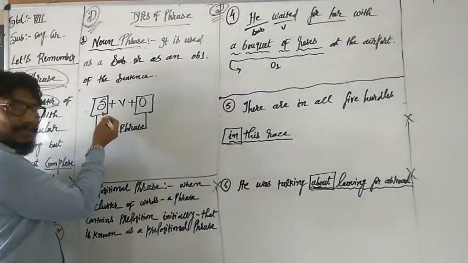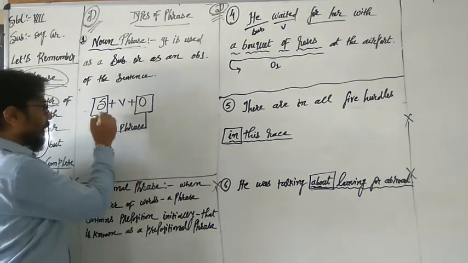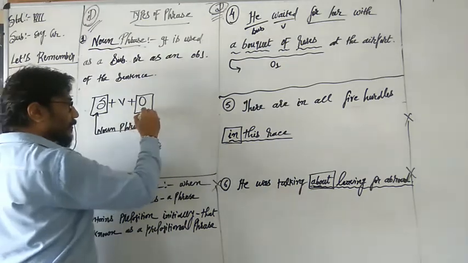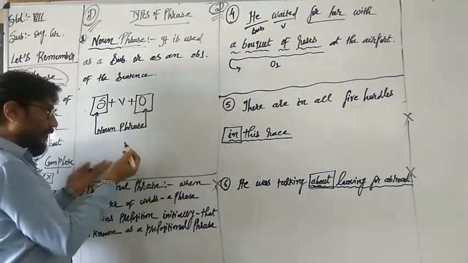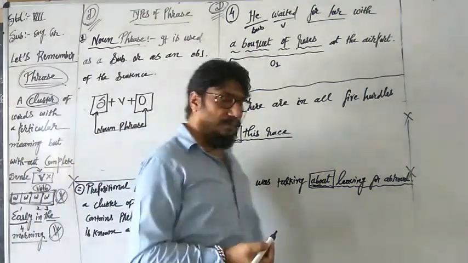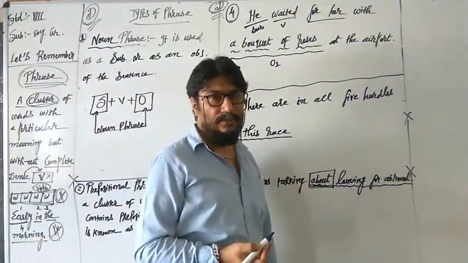The minimum structure of the sentence is S plus V plus O structure. If it is used in the place of the subject, it's a noun phrase. If it is used in the place of the object, naturally that's a noun phrase. Next to that, we will move ahead with the fifth one.